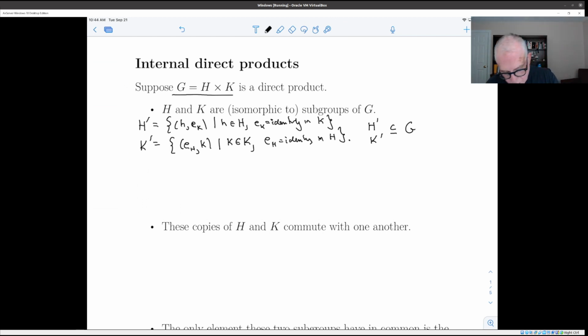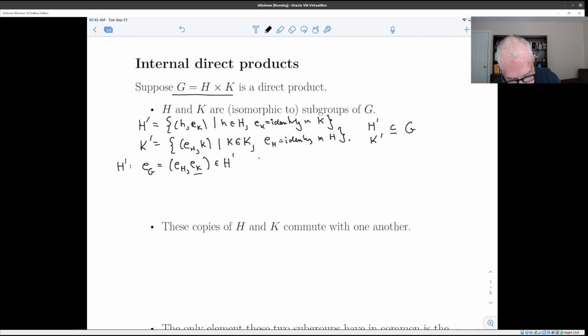And how do you know that they're subgroups? Well, let's just look quickly at H prime. The identity of the product, which we know is the combined identities from the two groups, is an element of H prime because the condition to be in H prime is that the second component is the identity element of K, and the first component is any element of H. So this meets that condition.